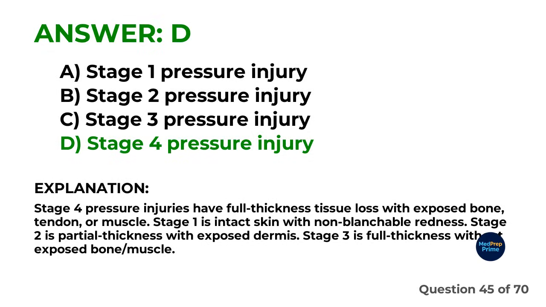Correct answer, D. Stage 4 pressure injuries have full-thickness tissue loss with exposed bone, tendon, or muscle. Stage 1 is intact skin with non-blanchable redness. Stage 2 is partial thickness with exposed dermis. Stage 3 is full thickness without exposed bone or muscle.